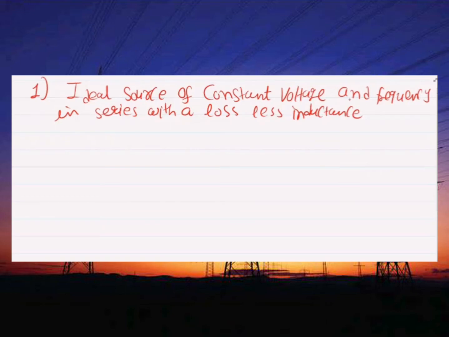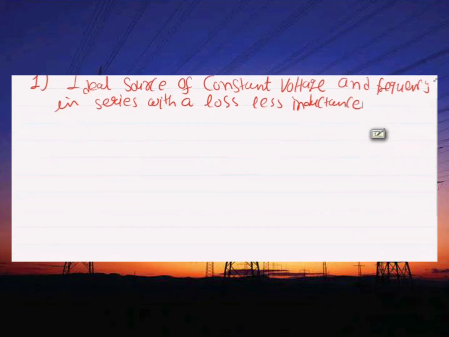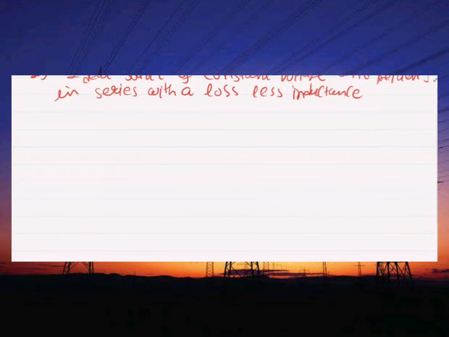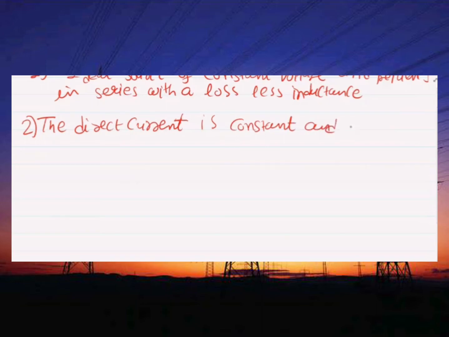Before starting the analysis of a converter circuit, the second assumption is that the direct current is constant and ripple free. The direct current, or DC current, is constant and ripple free. There are no ripples present in the DC current.